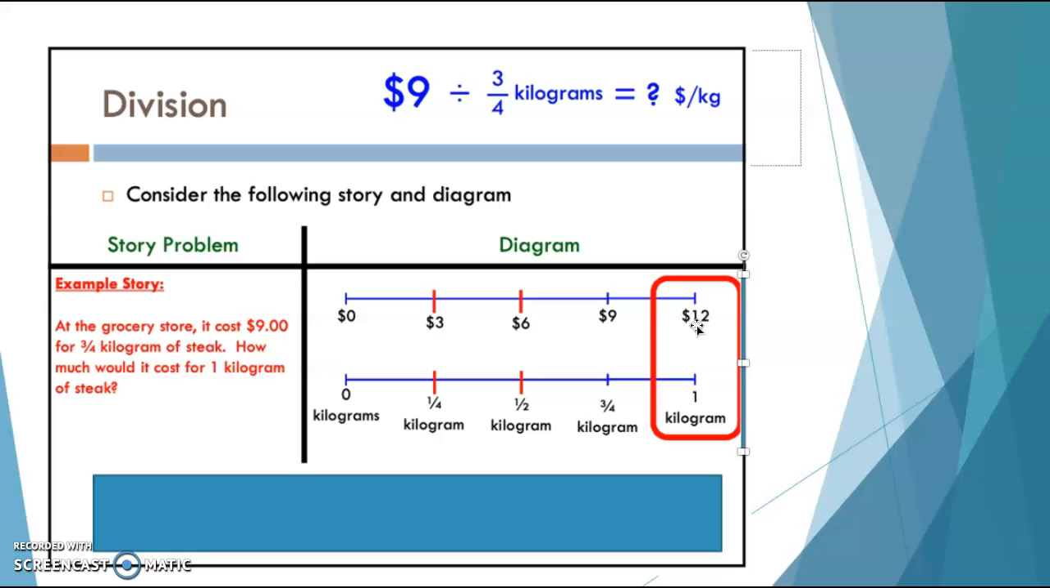Let's look at the bottom. Kilograms: 0, 1/4, half, 3/4, 1. So the idea here is, what's 1? How much would it cost for 1 kilogram? So we're going past that 9 and 3/4, which are part of our equation, and we're trying to find 1. If we know $9 is 3/4 kilograms, and we're trying to find the cost of 1, we know it's another fourth. And if we do 3, 6, 9, 12, that's mental math.